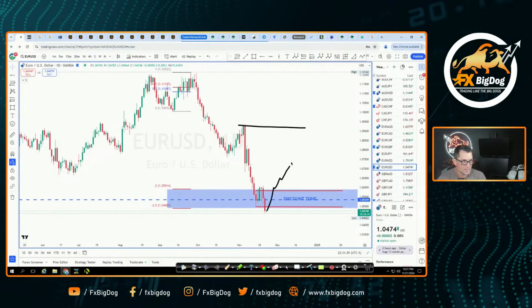Which means the market's going to come and try and hunt for that liquidity. It's going to hunt for that liquidity. And then, of course, liquidity is higher. We can start seeing some upward trend.